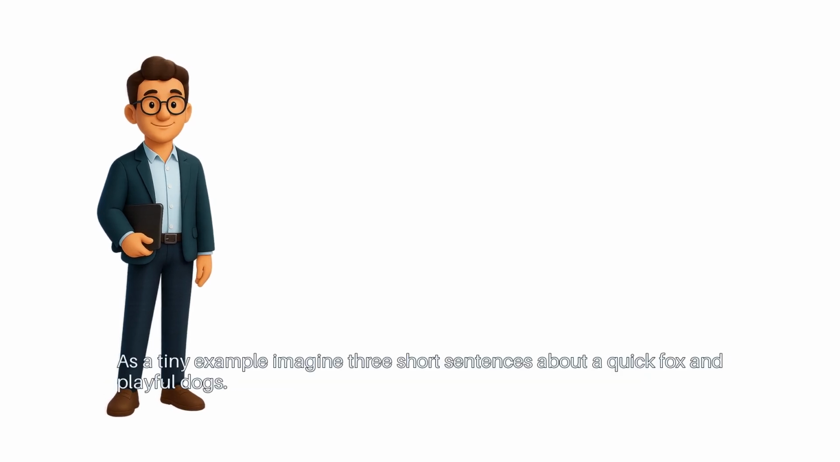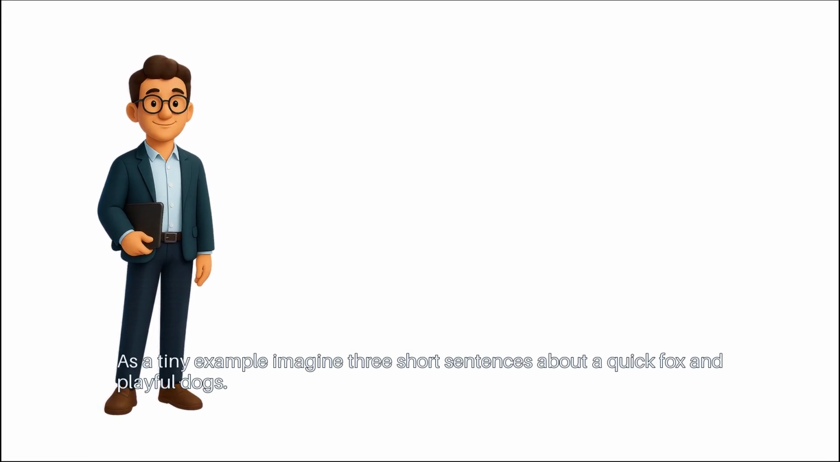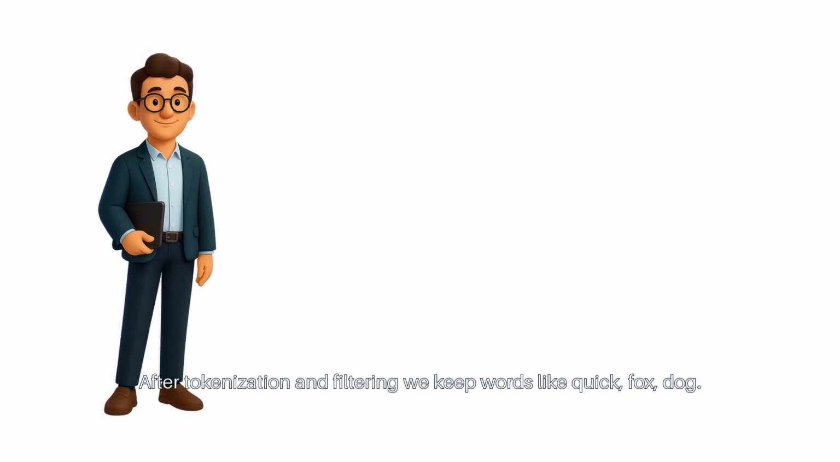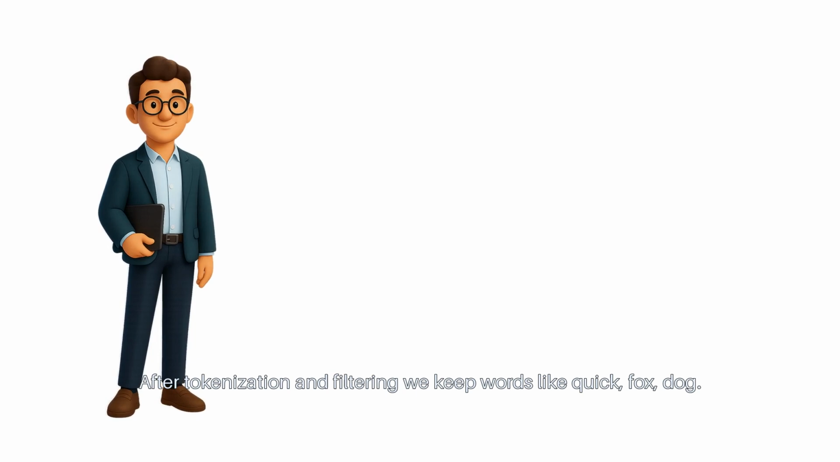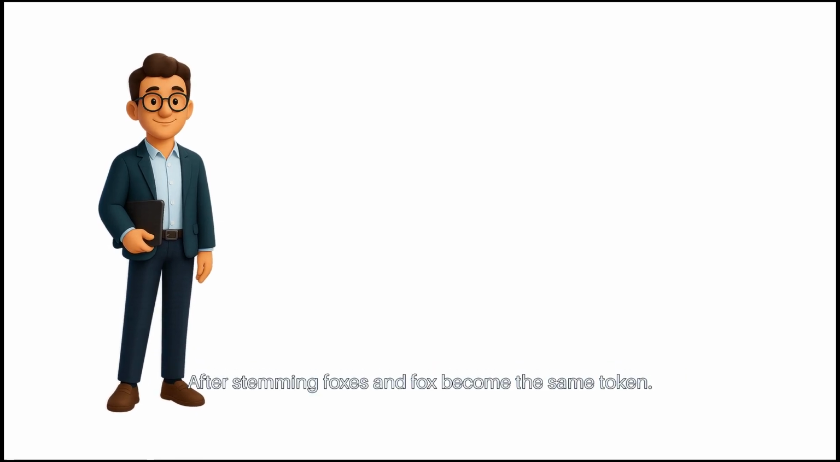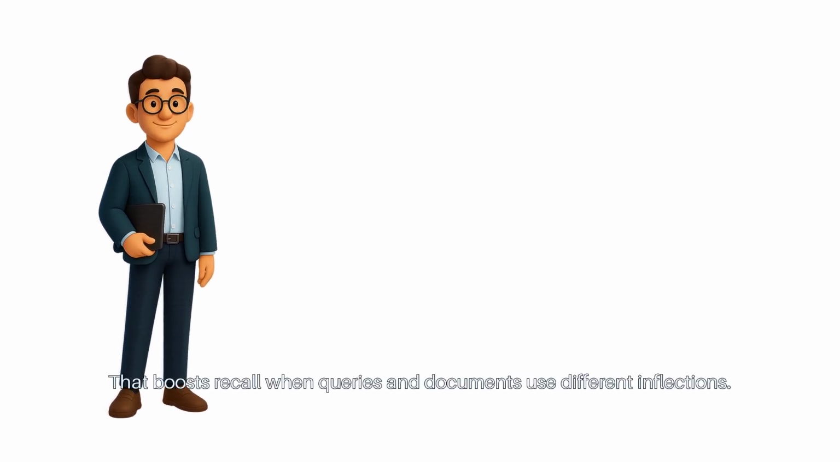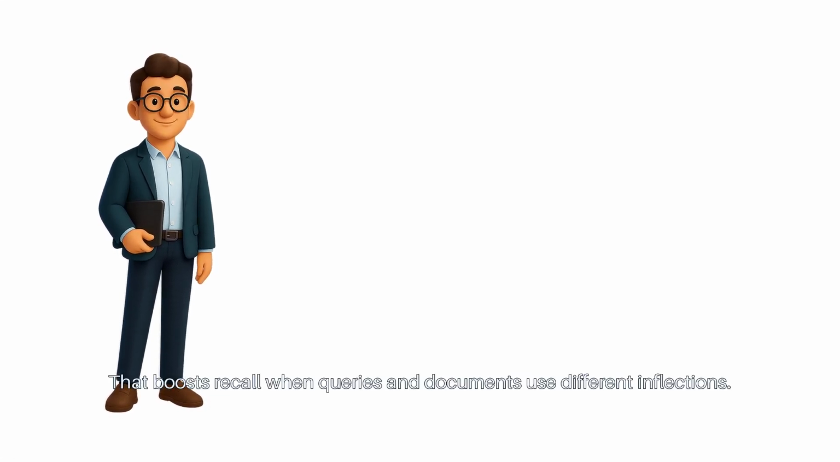As a tiny example, imagine 3 short sentences about a quick fox and playful dogs. After tokenization and filtering, we keep words like quick, fox, dog. After stemming, foxes and fox become the same token. That boosts recall when queries and documents use different inflections.